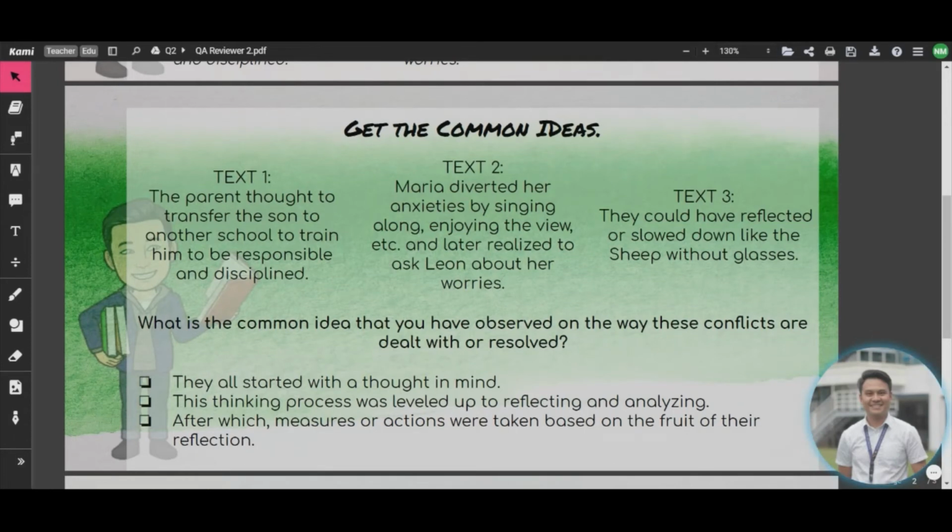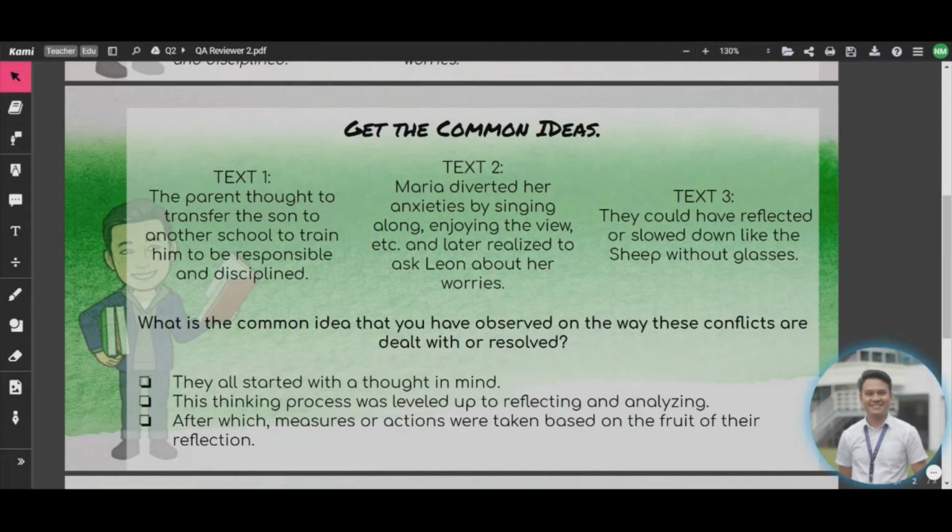And finally, number 3, after this thinking process that was leveled up to reflecting and analyzing, measures or courses of action were taken based on the fruit of the reflection made. So this means that before they come up with a solution, they first examined the whole context of the problem, and right after that, they were able to come up with a proactive and non-violent solution.